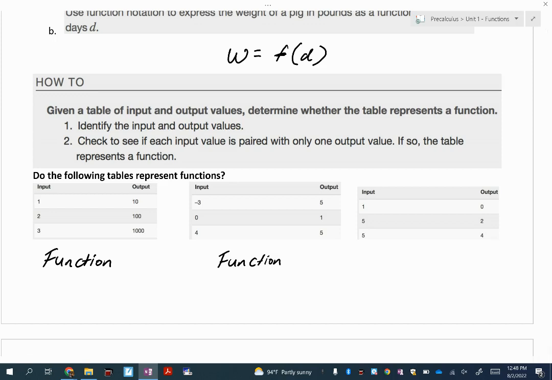So if I input 5 into the function, could you tell me what the output is? No, you could not, because it could be 2 or it could be 4. So because our input is trying to map to 2 different numbers, that is a problem. So this is not a function. We call it a relation.